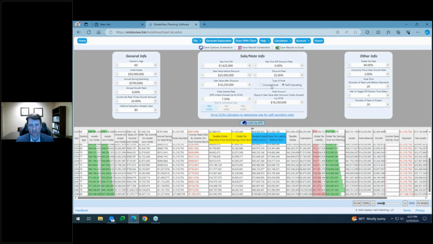So you can show a conventional or self-canceling note. Let's go back to conventional at our 4.35% rate, not turning off grantor trust status, and our income tax rate back to 30% that we started with.